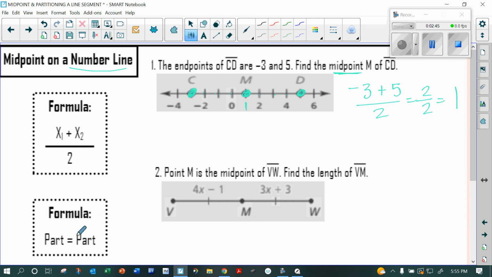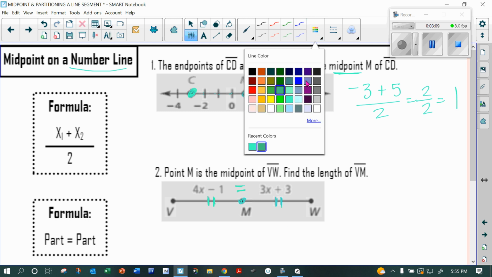Another formula is part equals part. So last lecture we talked about part plus part equals whole. Well, if those two parts are equal, then you can set them equal to each other. And these little matching tick marks right here are what's telling us that these two parts are equal. So your midpoint is pretty much where your equal sign is going to go.